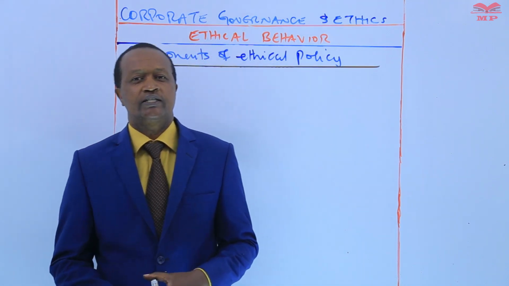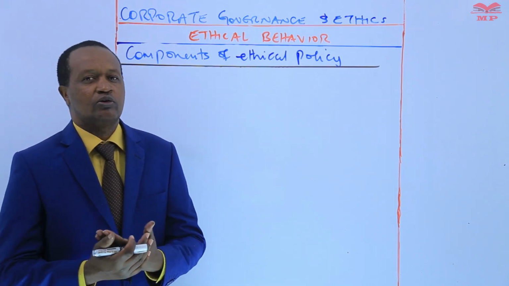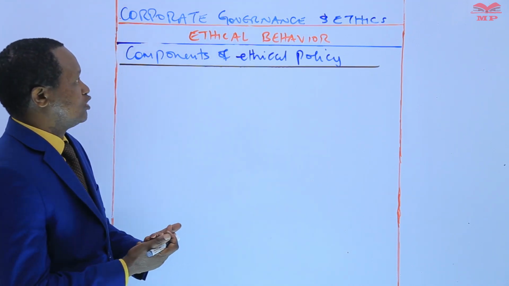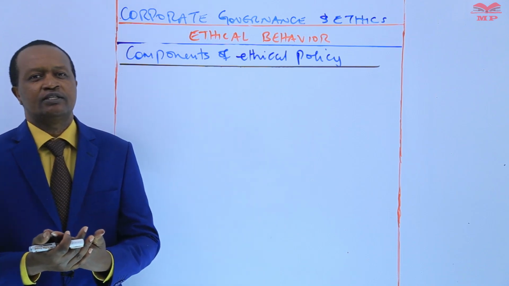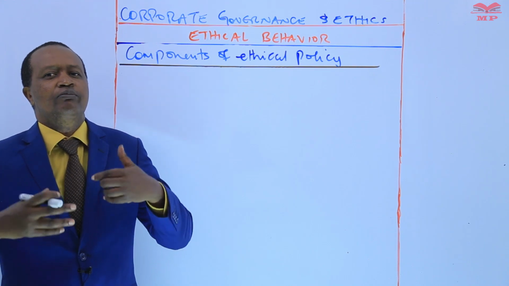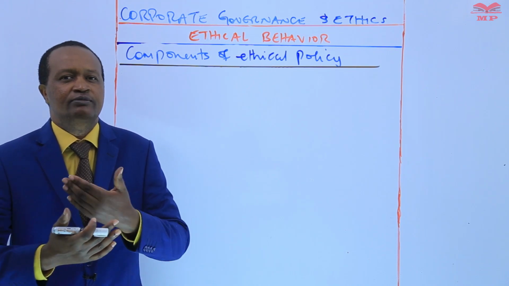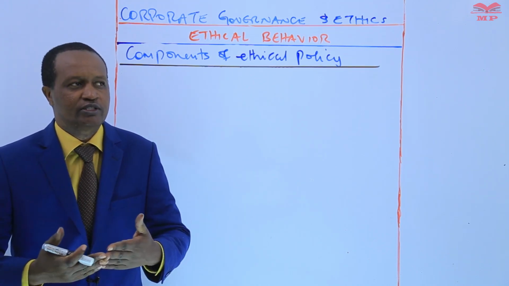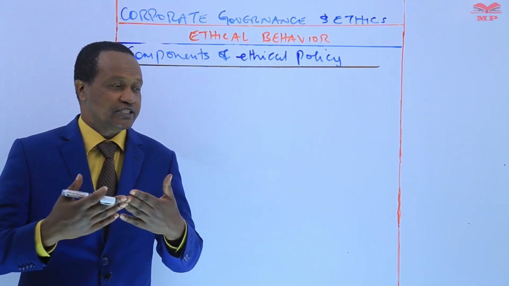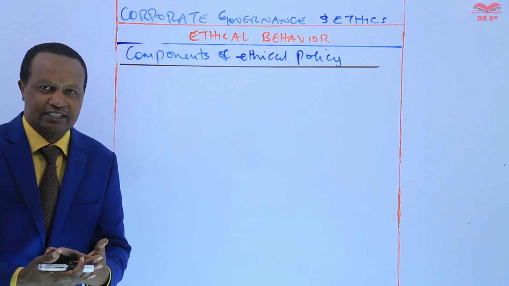Today we are going to outline the key components of an ethical policy. But first of all, what is an ethical policy? An ethical policy is a document that outlines an organization's ethical principles, values, and expectations for behavior. It serves as a guide for employees, managers, and stakeholders in making decisions and conducting business activities in a morally responsible manner. This document has components, and that is what we are going to highlight.